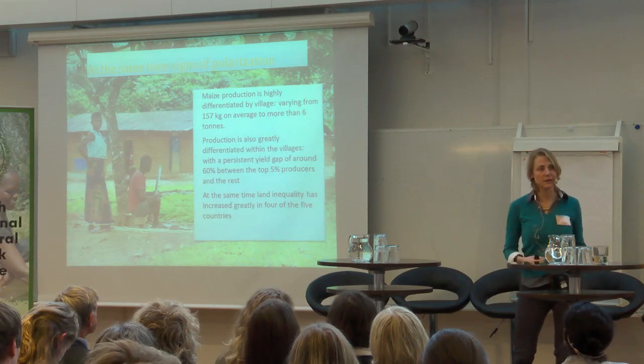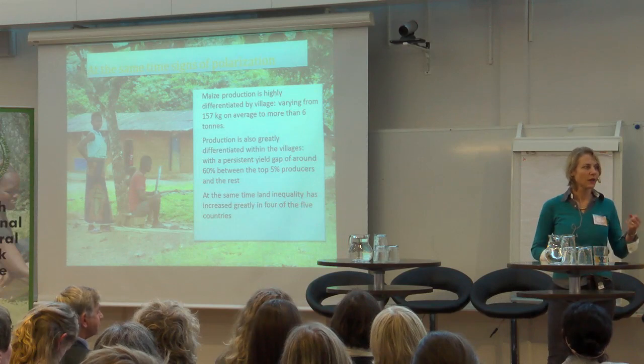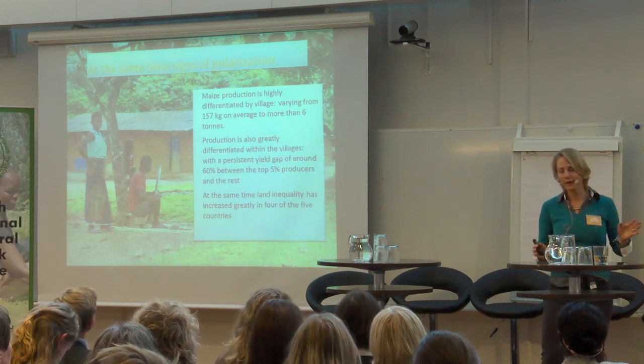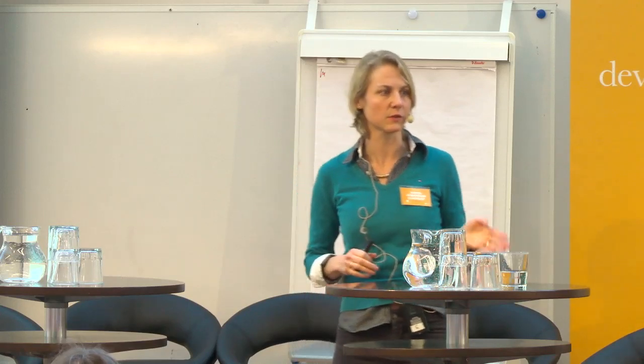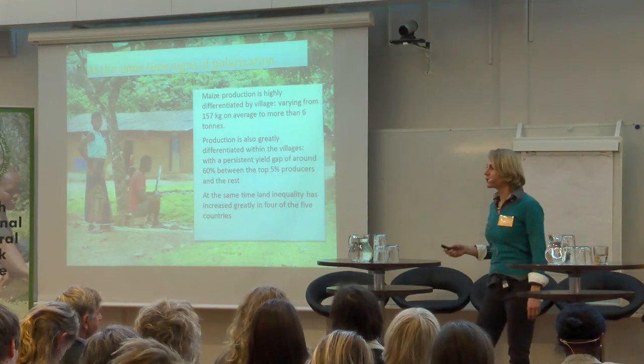At the same time, production is also greatly differentiated within the villages. So there's a persistent yield gap between those 5% of the smallholders that produce at the highest yield level and the rest of around 60%. And that has been unchanged since 2002. So while farmers are growing more, their productivity isn't really improving. And at the same time, land inequality has increased greatly in 4 of the 5 countries.